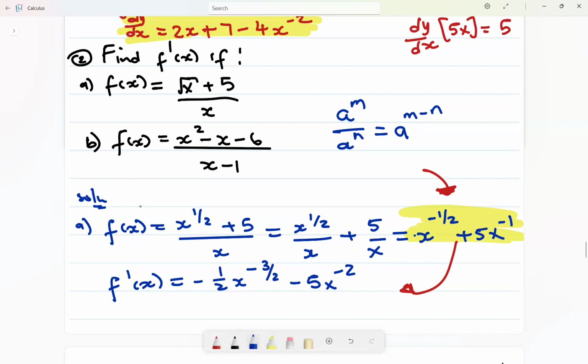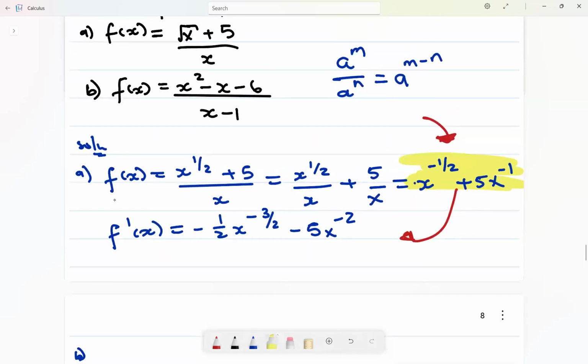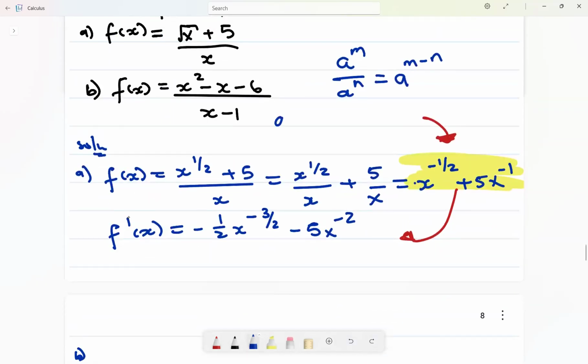Okay. Now let's move on to number B. Let's look at number B. We have x squared minus x minus 6, all divided by x minus 1. Now, I cannot apply this rule that says a plus b plus c divided by d is the same as a divided by d. Why? Because now I have two terms in the denominator, right?